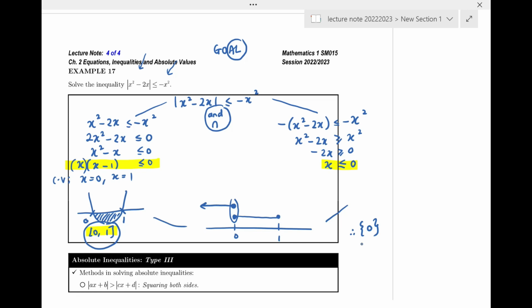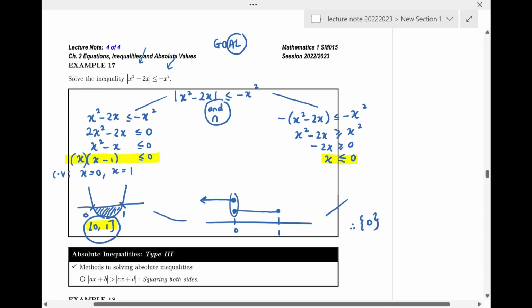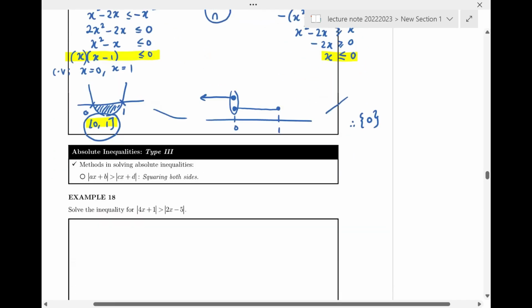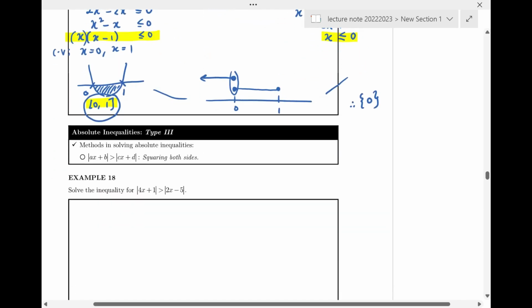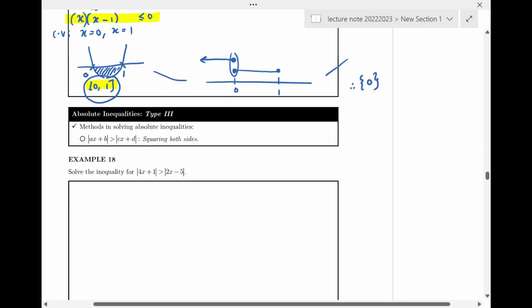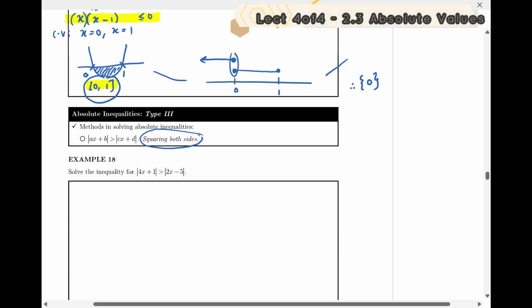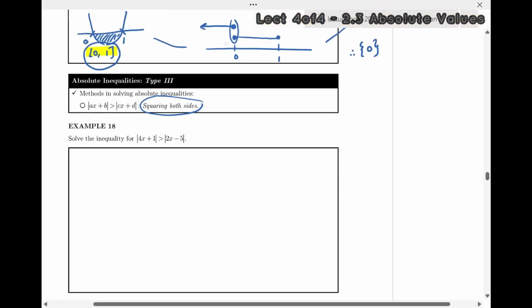Now we are going to go to type 3, where we have modulus on both sides of the inequality. If we encounter this type of question, we have to use only the squaring both sides method. If we have both sides of the inequality with modulus, we have to use only the squaring both sides method. Okay, don't be scared. It's the same steps as we learned earlier. Don't worry.